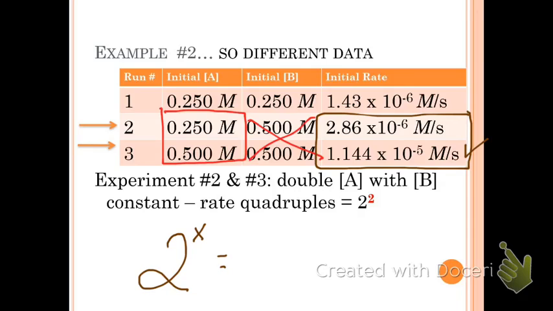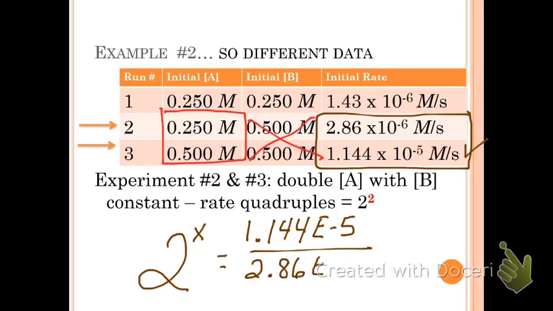So we're going to divide 1.144 e to the negative 5 by 2.86 e to the negative 6.